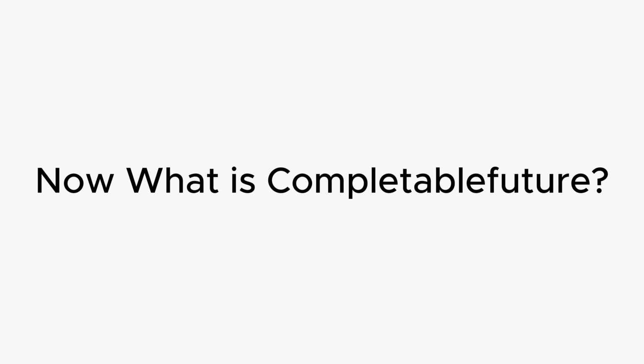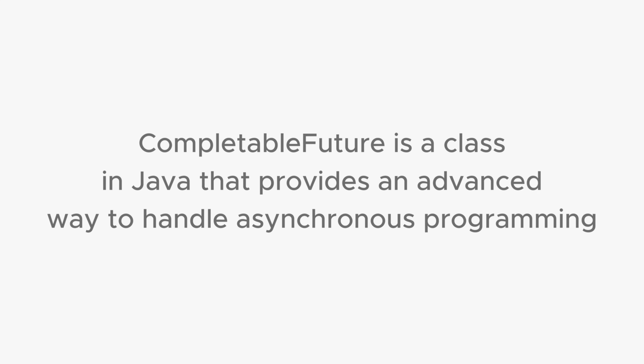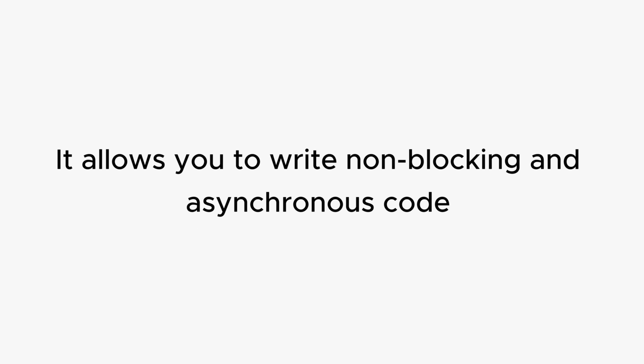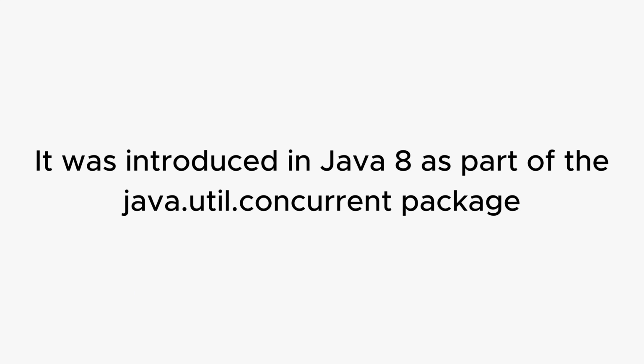Now let's define CompletableFuture. CompletableFuture is a class in Java that provides an advanced way to handle asynchronous programming. It allows you to write non-blocking asynchronous code by providing methods to chain multiple operations, handle errors, and combine multiple futures. CompletableFuture was introduced in Java 8 as part of the java.util.concurrent package, which builds upon the older Future interface, as I've already mentioned.